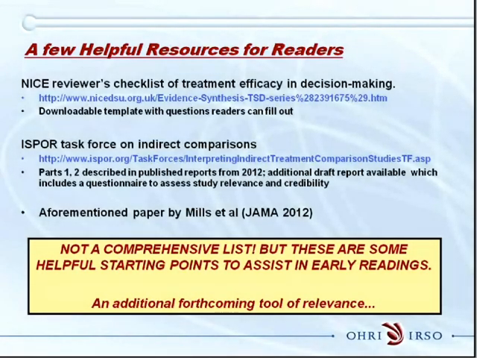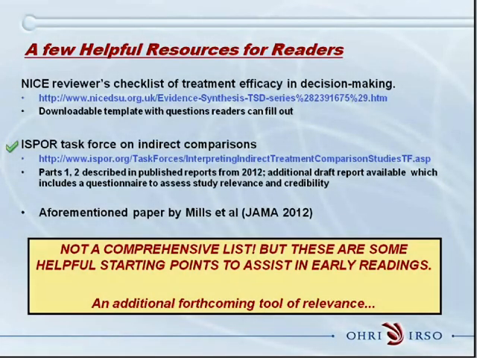And lastly, just a few tools for those who are looking to appraise NMAs. This is by no means comprehensive, but we do have available through NICE a reviewer's checklist looking at reports of treatment efficacy and decision making. ISPOR, the International Society for Pharmacoeconomics and Outcomes Research, has 2 reports currently available to help readers in terms of interpreting network meta-analyses, understanding them, and they have a 3rd report coming out which will include a checklist for looking at relevance and credibility. I've mentioned the Mills paper already.